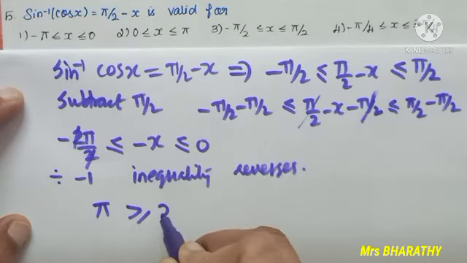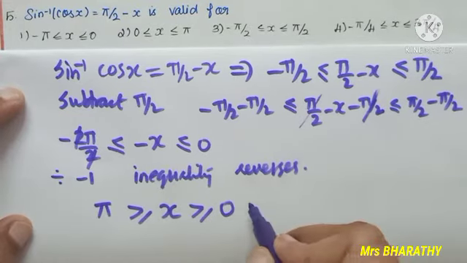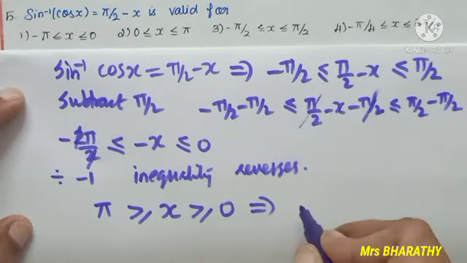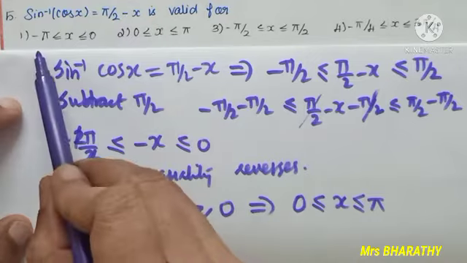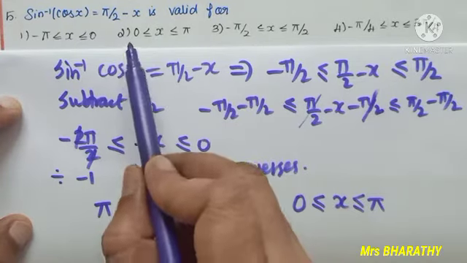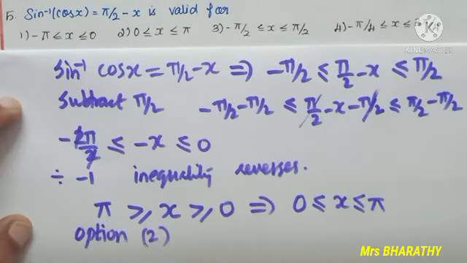So we get pi greater than or equal to x greater than or equal to 0, or I can rearrange this as 0 less than or equal to x less than or equal to pi. So out of the 4 options, option 2 is right. So the correct option is number 2, where x is between 0 and pi.